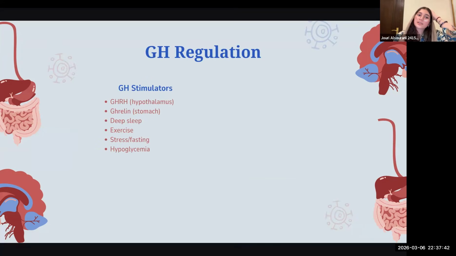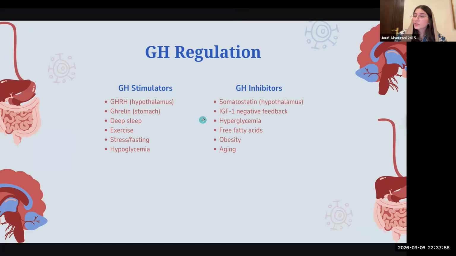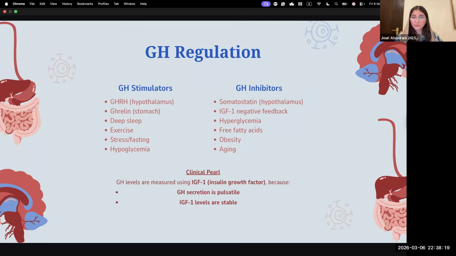Here are some of the things that stimulate growth hormone. The main thing is the growth hormone releasing hormone from the hypothalamus. This is going to come and stimulate the release of growth hormone. We can also have ghrelin, which is the hunger hormone in the stomach, deep sleep, exercise, stress, so on. The main inhibitor of growth hormone, like we said before, is somatostatin, which comes from the hypothalamus. This is the main thing that's going to be inhibiting growth hormone. Also, we're going to be having IGF-1, insulin-like growth factor 1, which will have a negative feedback and inhibit growth hormone. Free fatty acids, obesity, aging, so on.